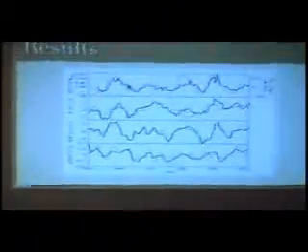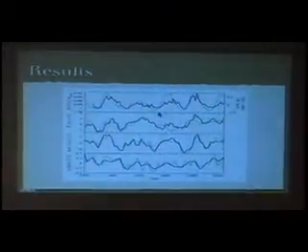Do I have a pointer? I'll point with this. It's okay. I have a high-tech thing. Oh, okay, my cursor.